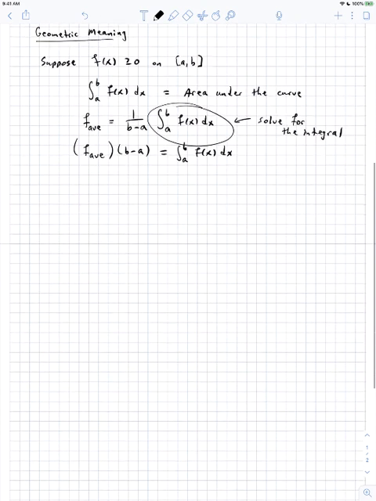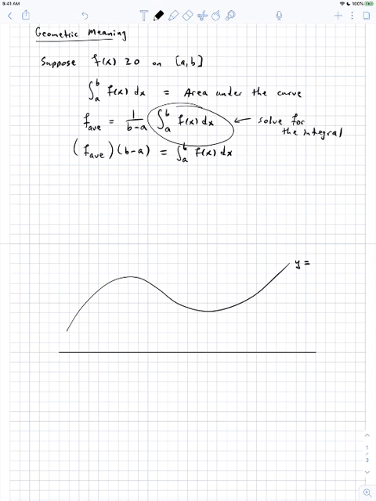Let's look at this on a graph. We haven't actually specified a function at the moment, so we don't know exactly what the graph looks like. Let's say it's something like this. Y equals f of x from a to b. There's an a, there's a b. The average value is 1 over b minus a times this integral. So in other words, if you solve for the integral, as we've done here, we have that the integral from a to b of f of x dx is equal to the average value, I'm just rewriting the line above it, times b minus a.